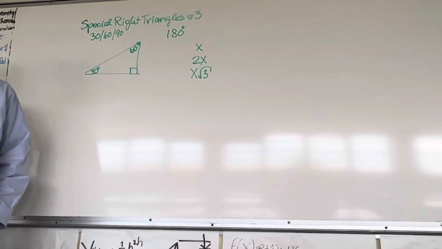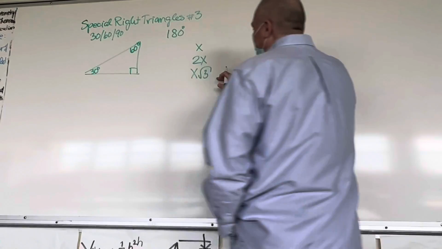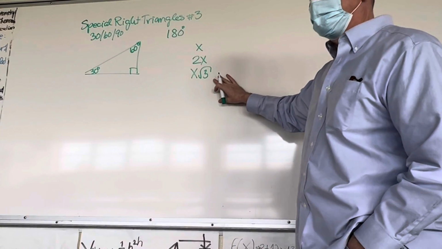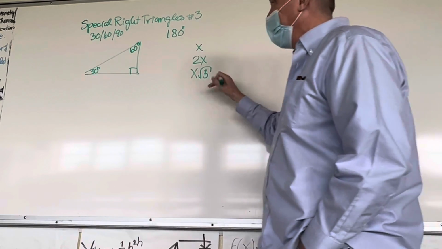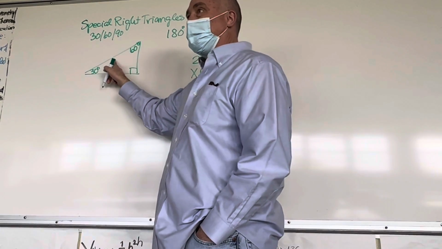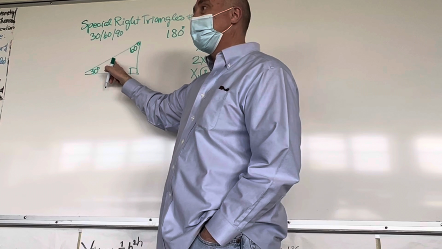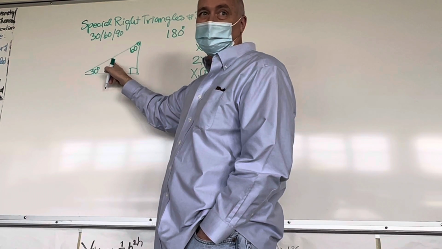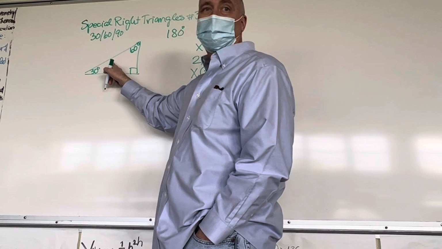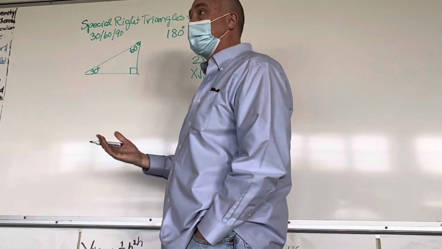All right, we got the hang of it. Okay, so here's your ratios: x, 2x, and x radical 3. Now I want to point something out. This side is called what? Hypotenuse. And what are the two characteristics you know about the hypotenuse? It's the longest side, and it's across from the 90 degree angle. It's not touching the 90. Good, I like both of those.